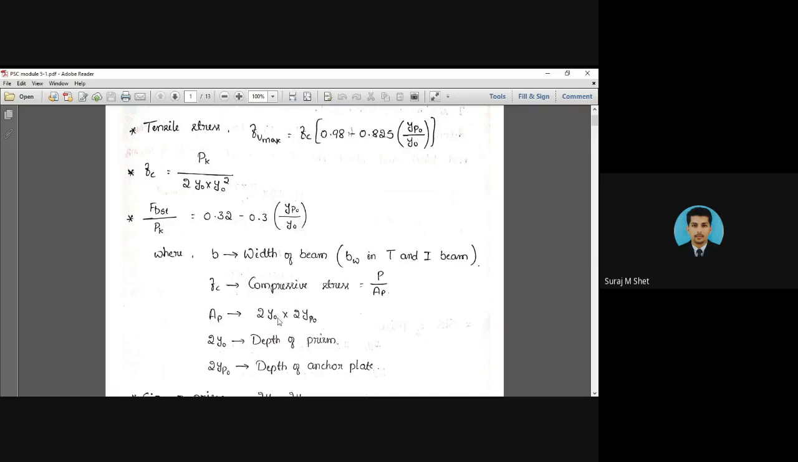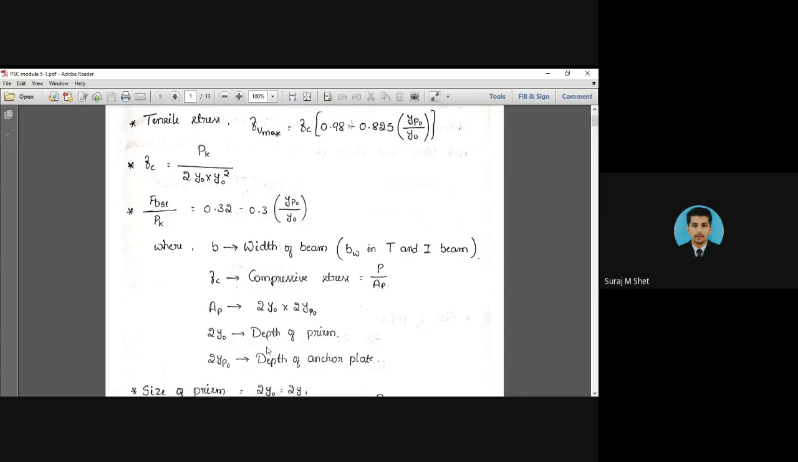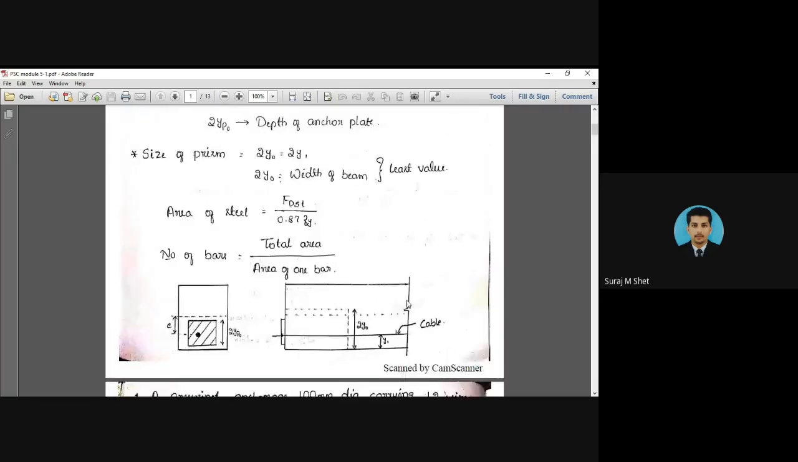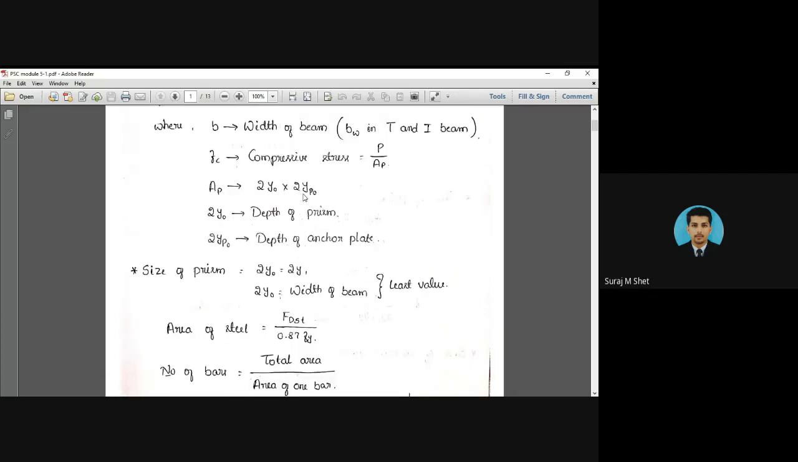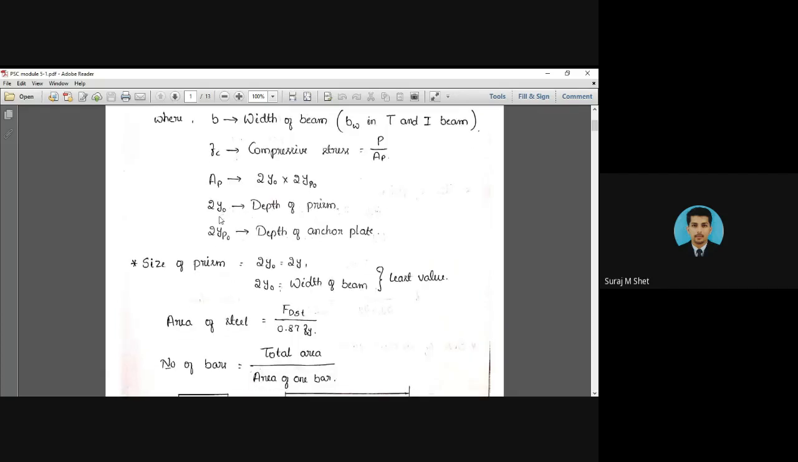What y naught and yp naught are, I'll explain later. See here, 2 into y naught is nothing but the depth of the prism. If it is a rectangular block with a neutral axis like this, then the portion below the neutral axis is called the depth of the prism. This is your prism, 2 into y naught. Depth of the prism is nothing but 2 times of y naught.